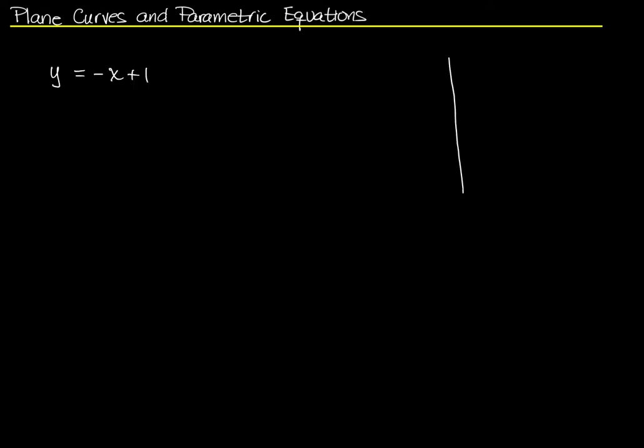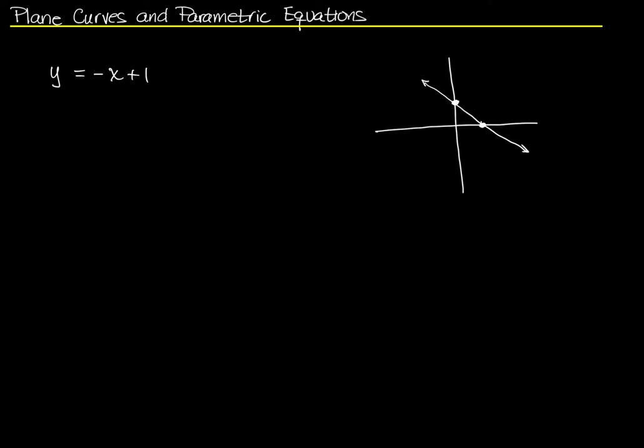Now, I hope by now you all know how to graph that. It has a y-intercept of 1 and a slope of negative 1. So let's make this our scale of 1. I'll put my y-intercept there, and then my slope of negative 1 means I need to come down 1 and over 1 to find another point. Once I have 2 points, I can connect them, and I have a line.